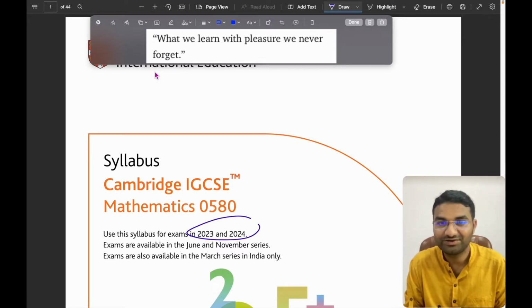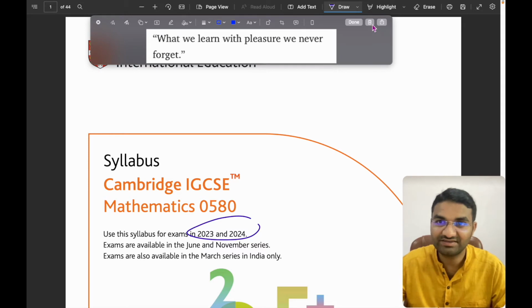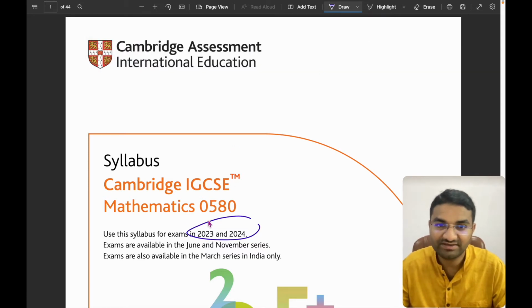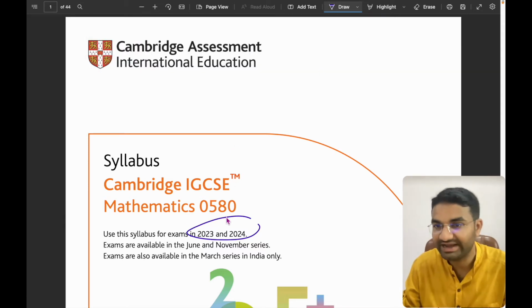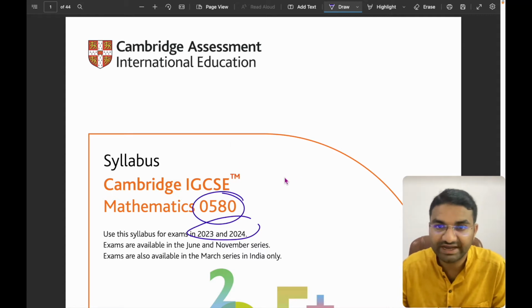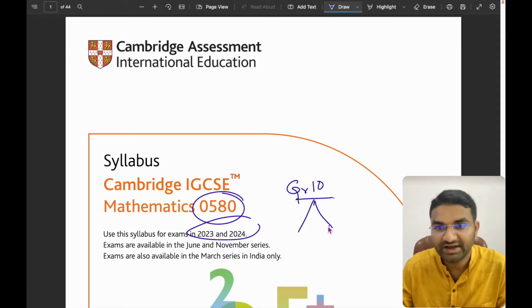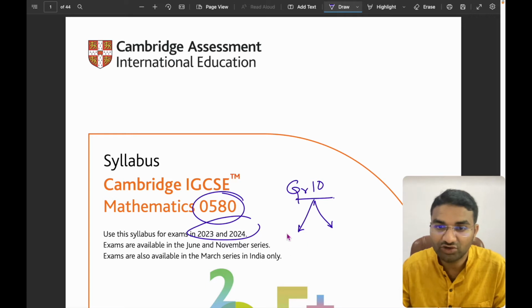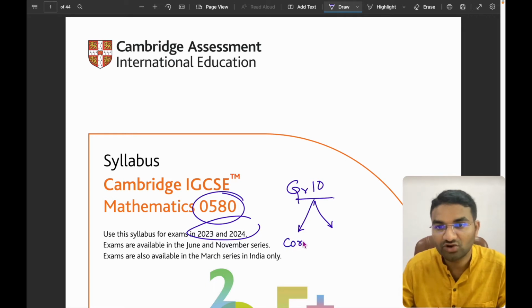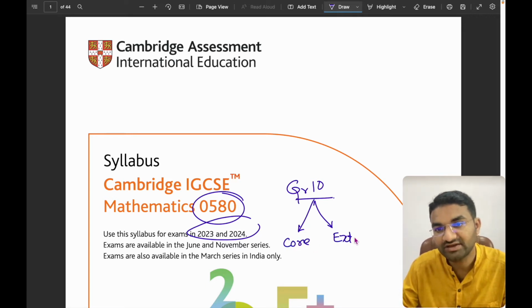That's it. So rather than wasting time, we will discuss the syllabus for Cambridge IGCSE Mathematics 0580. It's a syllabus for grade 10. Okay, for grade 10 in mathematics, you have two options. Either you can choose the core or the extended syllabus.